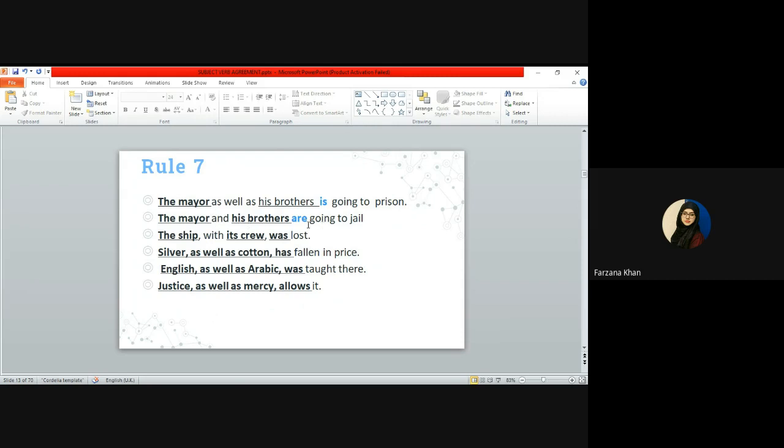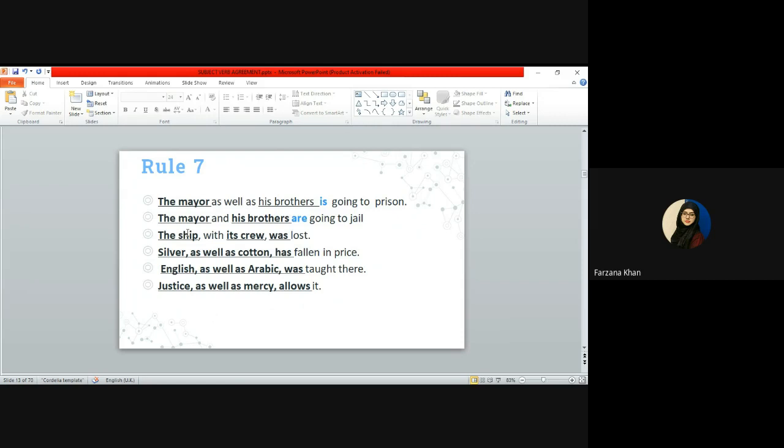Another example in this sentence: you can see the mayor and his brothers are going to jail, right? So in this sentence, the mayor and his brothers have been joined by the conjunction and. That's why we need to add a plural verb here. These can be two singular nouns, one singular and one plural noun, or both plural, right? But when we talk about the first sentence, the mayor as well as his brothers is going to prison, keep it in your mind that the verb has been used according to the first subject, which is mayor.